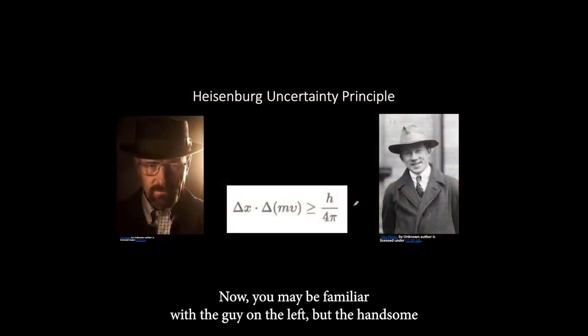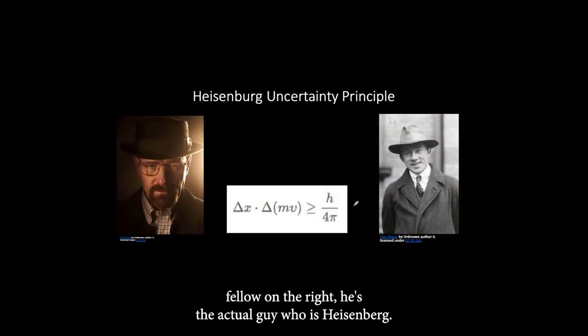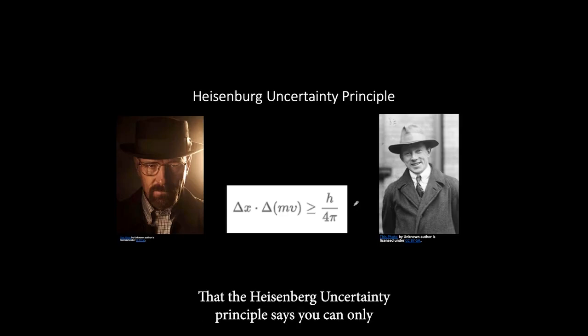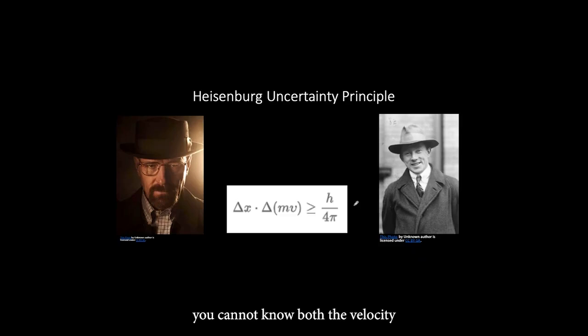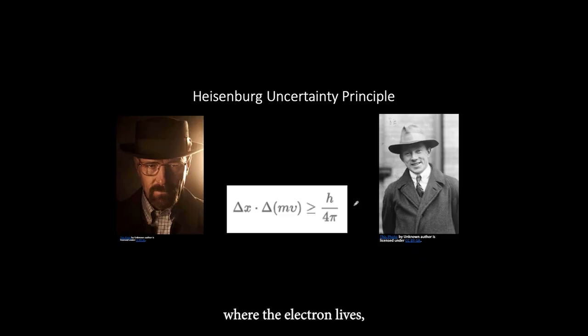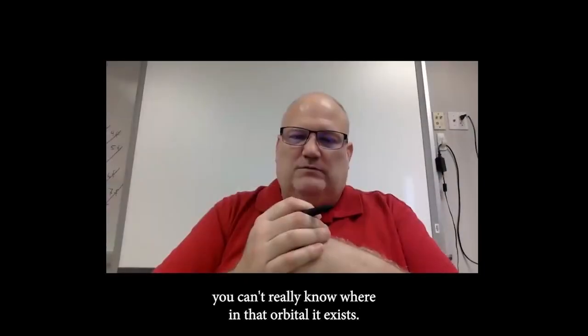Now, you may be familiar with the guy on the left, but the handsome fellow on the right, he's the actual guy who is Heisenberg, and he came up with this really scary looking formula which you need to know nothing about. What you do need to know is simply this, that the Heisenberg uncertainty principle says you cannot know both the velocity and the location of an electron at the same time, which essentially says when you have an orbital where the electron lives, you can't really know where in that orbital it exists.